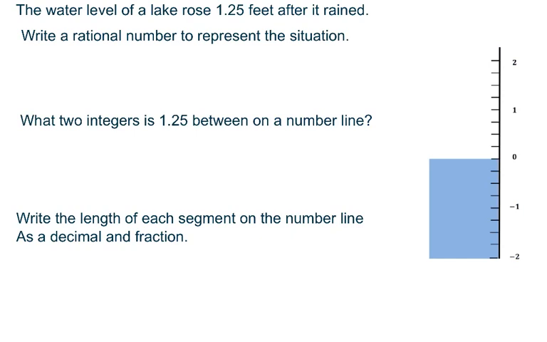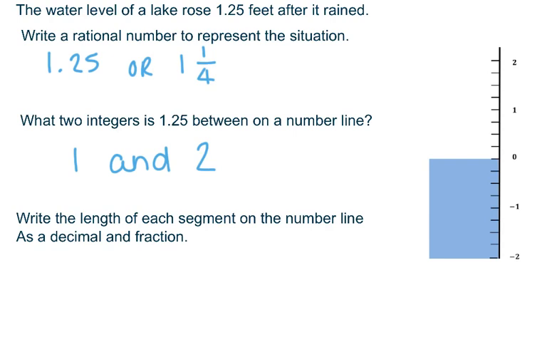The water level of a lake rose 1.25 feet after it rained. Write a rational number to represent the situation. So a rational number is going to be 1.25 or 1 1/4. What two integers is 1.25 between on a number line? It is going to fall between 1 and 2.